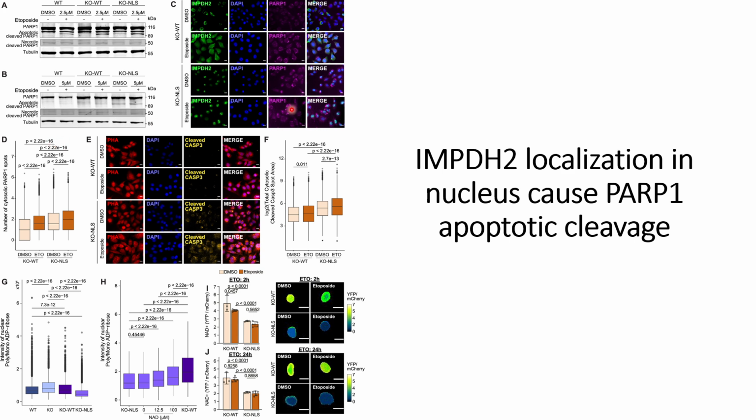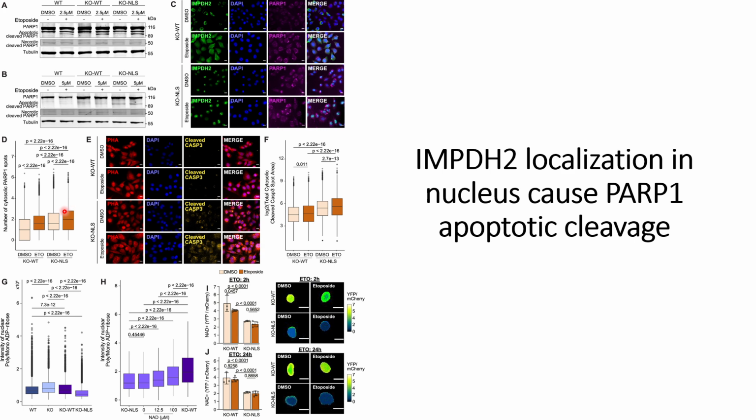And when they quantified this cytosolic PARP1, they are able to see that knockout cells that are treated with NLS have a higher value of PARP1 even when not treated with these adipocytes. This indicates that the cleavage of this PARP1 continues to occur as soon as IMPDH2 localizes into the nucleus.